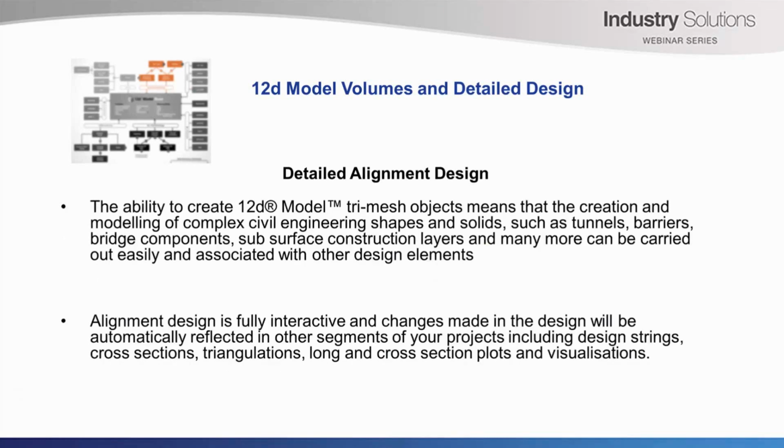The ability to create 12D model TriMos objects means that the creation and modelling of complex civil engineering shapes and solids such as tunnels, barriers, bridge components, subsurface construction layers and many more can be carried out easily and associated with other design elements. The alignment design is fully interactive and changes made in the design will be automatically reflected in other segments of your project, including design strings, cross-sections, triangulations, long and cross-section plots and visualizations.